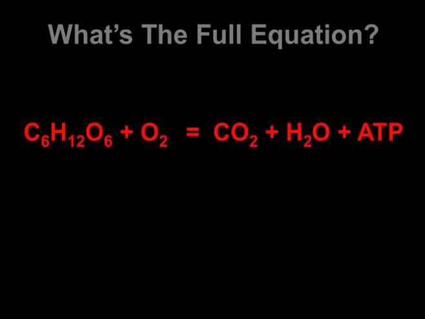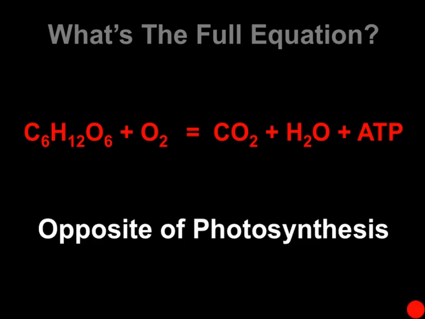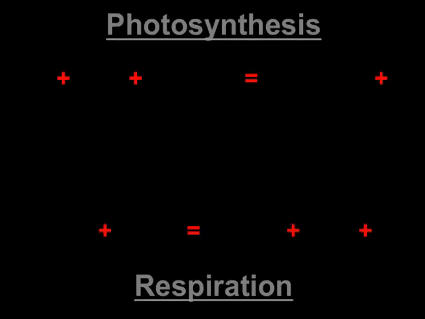So here's the full equation, or the general equation for respiration. So we're taking glucose and oxygen, and we're making carbon dioxide, water, and ATP. So if you notice, this is essentially the exact opposite of photosynthesis. Plants were taking in carbon dioxide, water, and energy, and producing glucose and oxygen. We're doing the exact opposite.